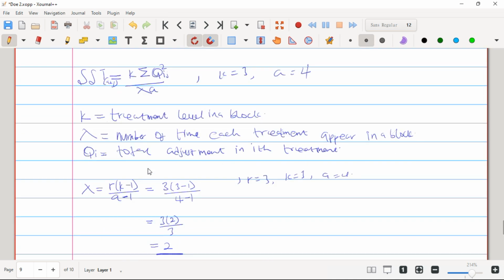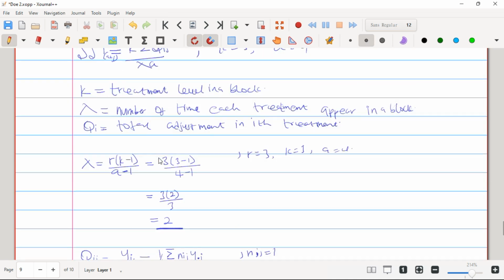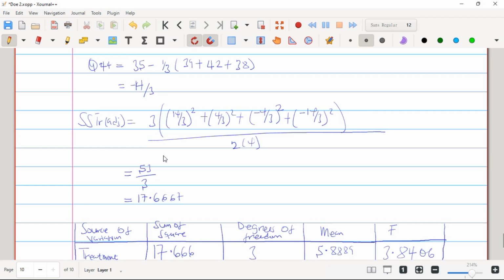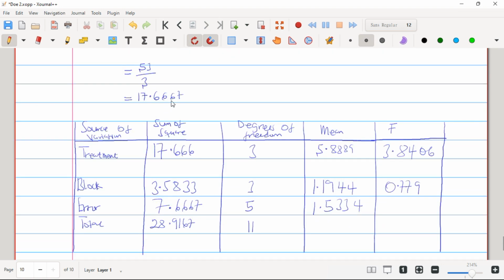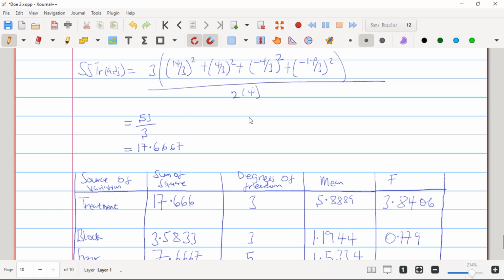And lambda, we got our lambda to be what? 2. And then our A initially was what? 4. That's the number of individual treatments, right? So at the end of the day, this is how we can get our sum of squares treatment adjusted. Once you put this into your calculator, you're going to get 53 divided by 3, and then our final answer will be 17.6667, right?